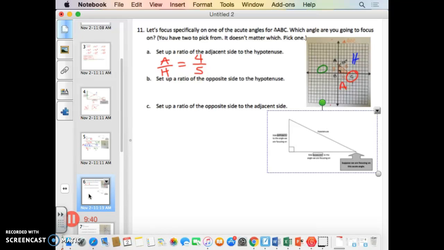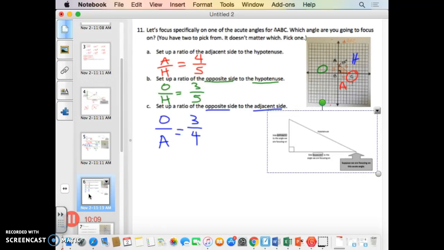Okay. The next one says set up a ratio of the opposite side to the hypotenuse. So this time I'm going to be looking at opposite over H, and that's going to be 3 over 5. And the last one says opposite to adjacent. So the opposite side over the adjacent side, which in this case would be 3 over 4.